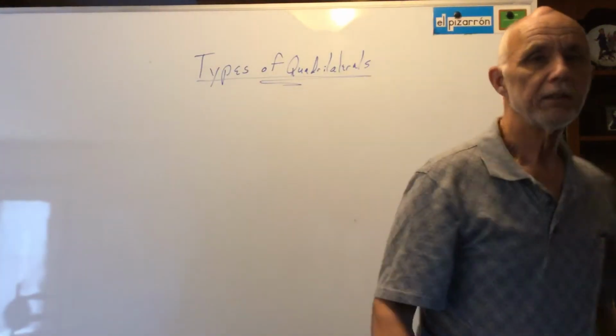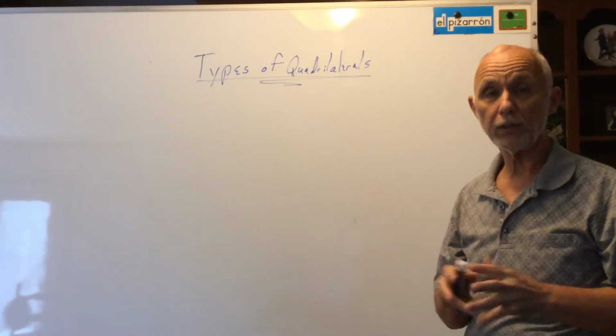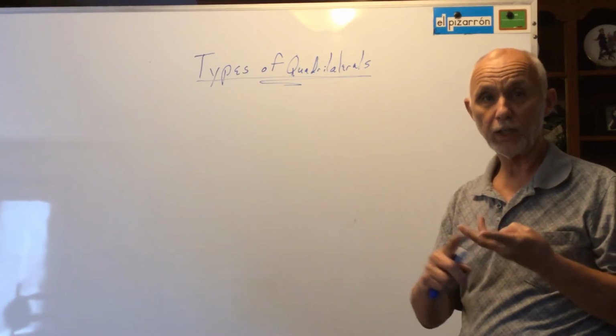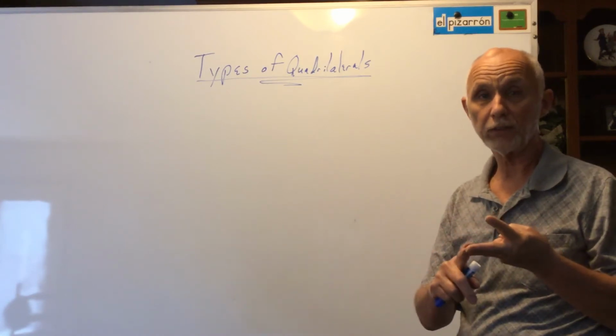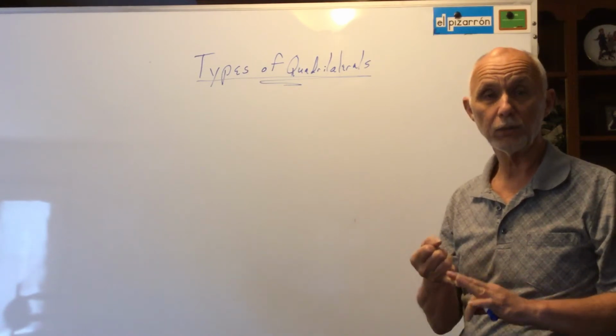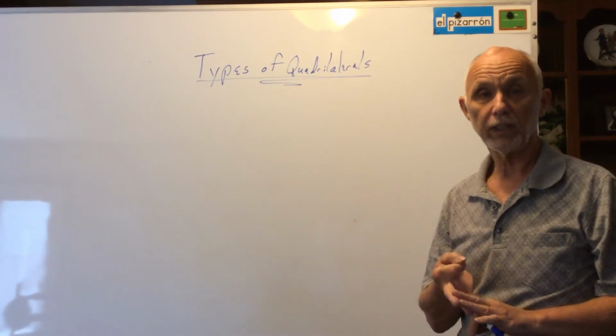All right. The other day we talked about types of triangles, and remember there are three types of triangle by angles: acute triangles, obtuse triangles, and right triangles. And there are three types of triangles by sides: equilateral triangles, isosceles triangles, and scalene triangles.